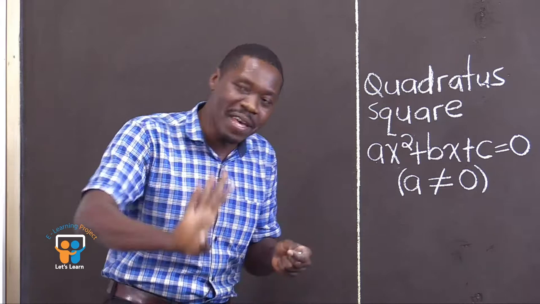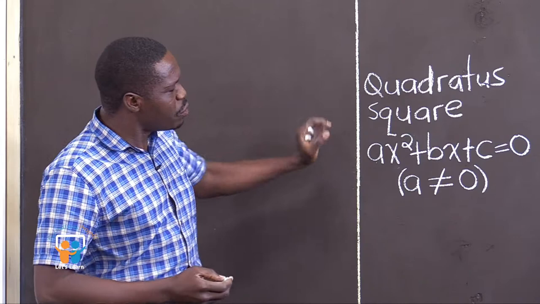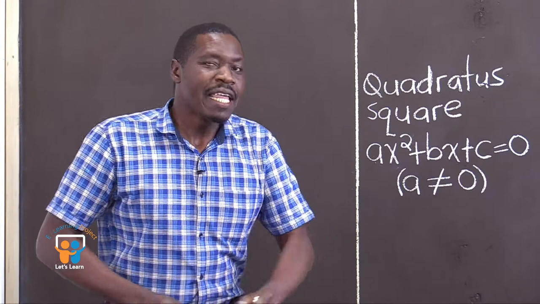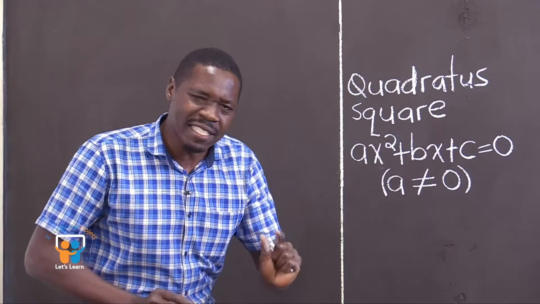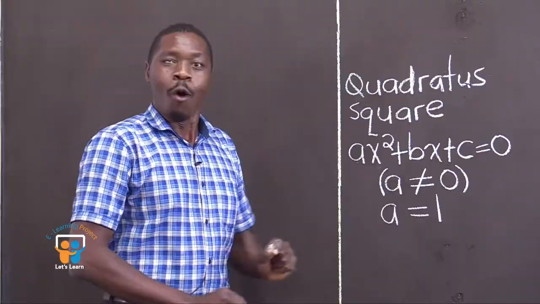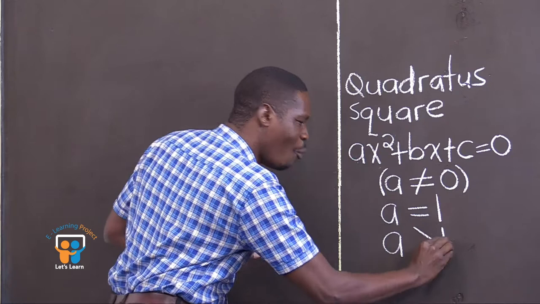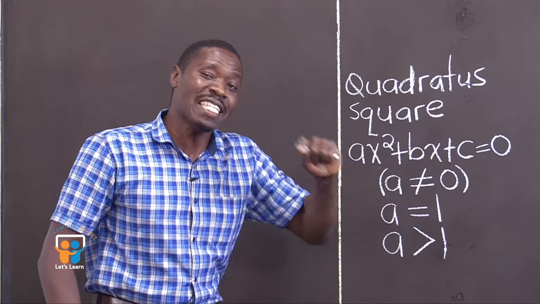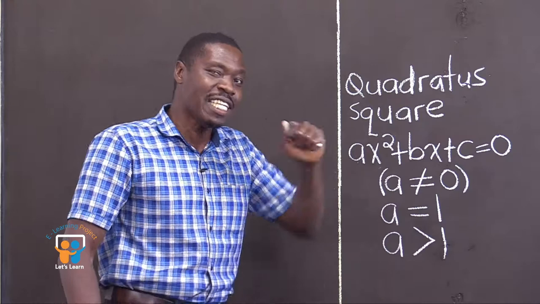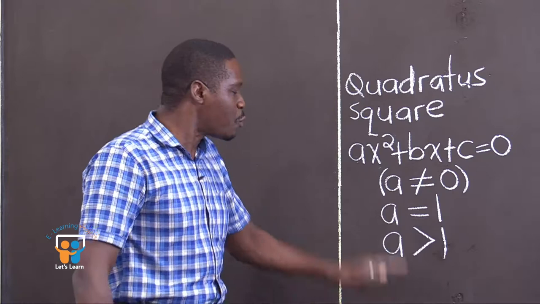Like we have mentioned. But, Mr. Examiner, sir, whenever we are using method number one, which is the factorization method, there are two approaches. There are two phases. The first phase is when a is equivalent to 1, while the second phase is when a is greater than 1. Remember, the factorization method is the first method of solving quadratic equations. But again, it also has two approaches. The first approach is when a is equivalent to 1. The second approach is when a is greater than 1.